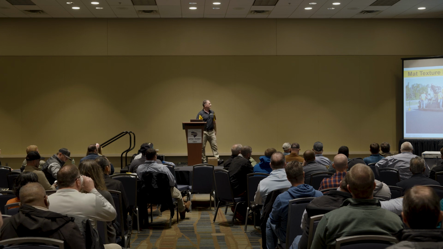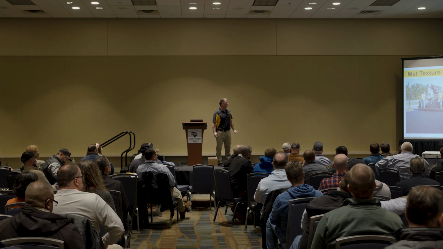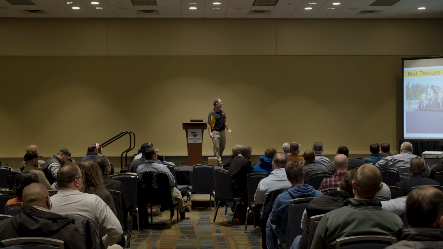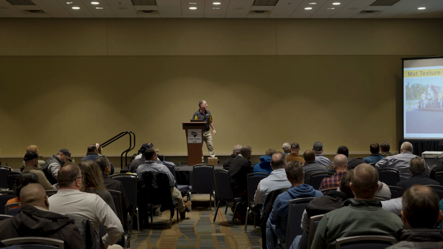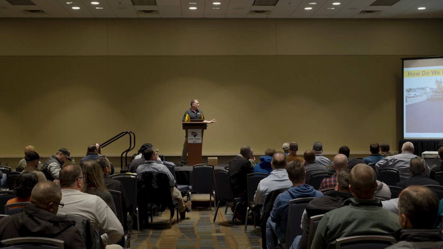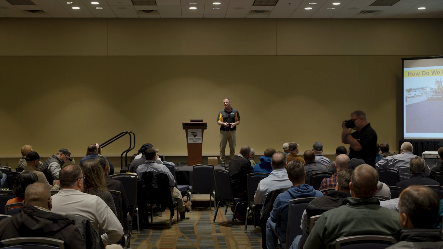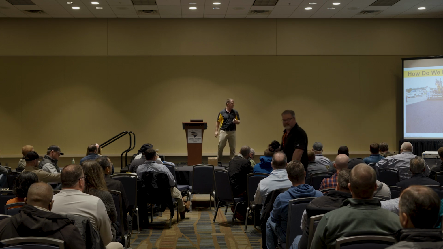So texture, segregation. There's a difference there. Segregation being the really bad one, if you will, from a quality standpoint. So how do we identify segregation? Quite often it's visual, right? It's the inspector in the field looks at it. This doesn't look good. It's us looking at it, something's not right. So there's no test that I know of where they actually measure segregation. Maybe there is one out there. I haven't seen it yet.